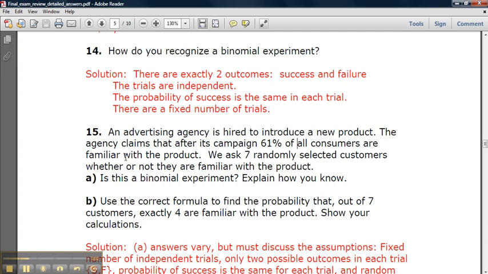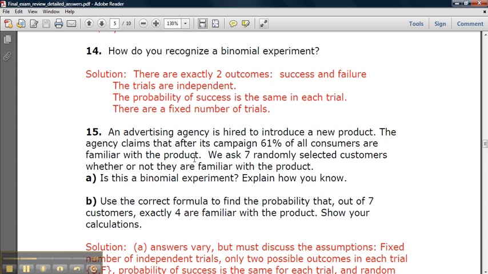Here, an advertising agency is hired to introduce a new product. The agency claims that after its campaign, 61% of all customers are familiar with the product. Okay? So they're either familiar or they're not familiar. 61% say they're familiar. How many say they're not familiar? Well, it's going to be 100 minus 61, which is 39.